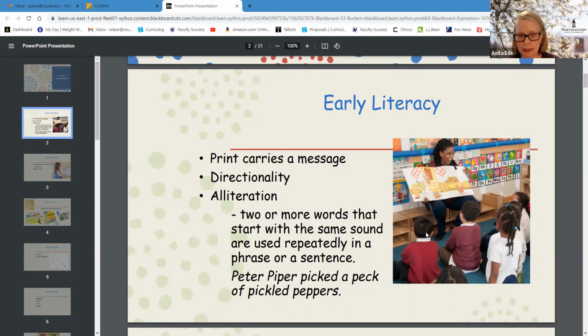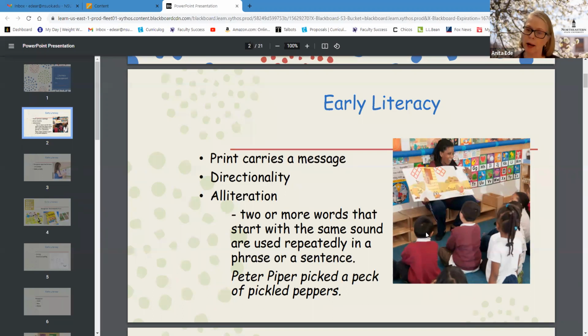When we're talking about early literacy, it's all about print carrying a message and that message being meaningful. When you're talking about pre-reading skills, you're talking about things such as directionality. We read from the top of the page to the bottom of the page. We read from the left-hand side of the page to the right-hand side of the page, and we write the same way. But those are all things that young children have to learn. They're not born knowing that. So when we talk about early literacy, we're just talking about those really obvious things that sometimes we overlook, like directionality.